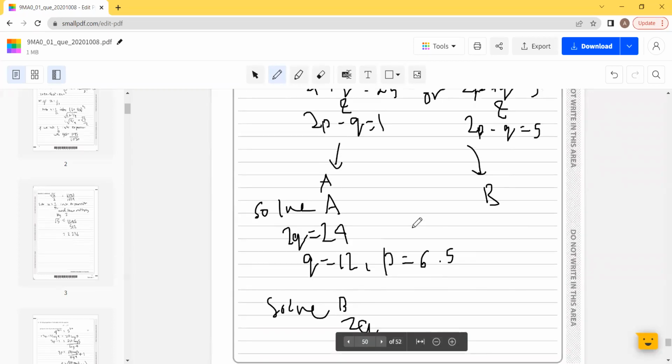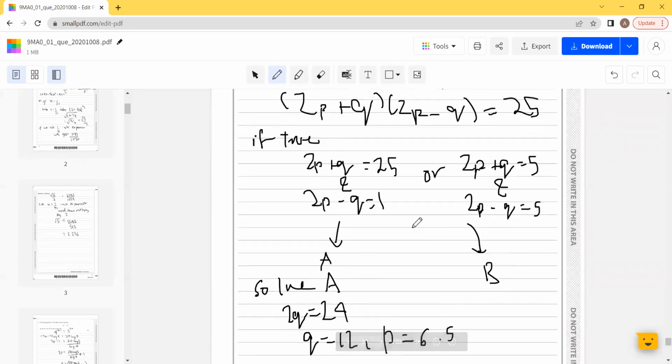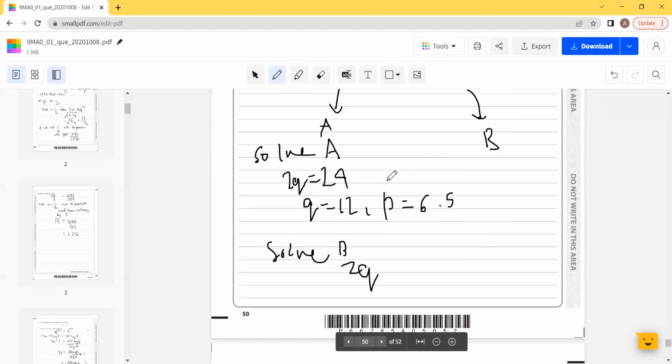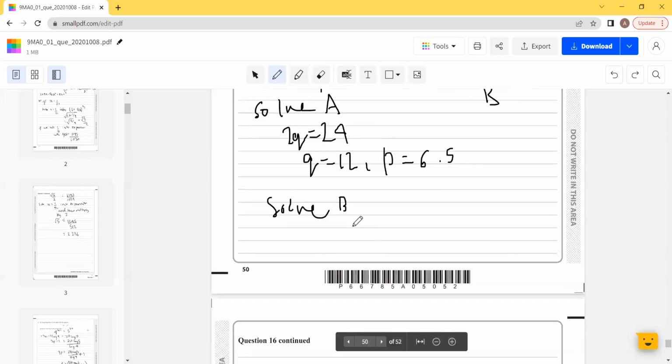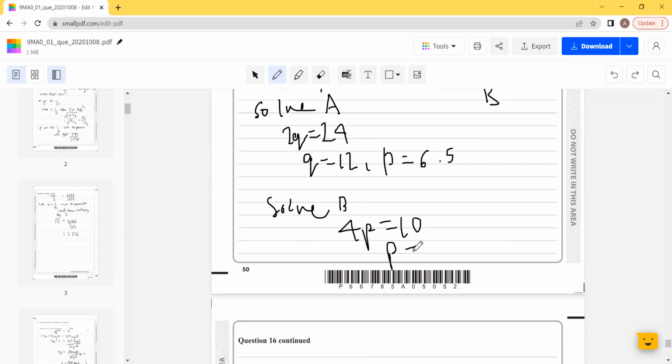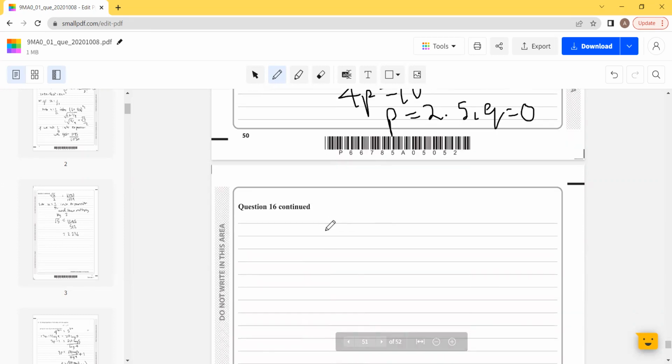No, hold on. What am I subtracting? 2p plus q is 5, and 2p minus q is 5. Hold on, I think I might have done something wrong. 2p plus q and 2p minus q. Sorry, this should be 4p. So 4p is equal to 10, so p is equal to 2.5 and q is equal to 0. So this has shown us that it's true.